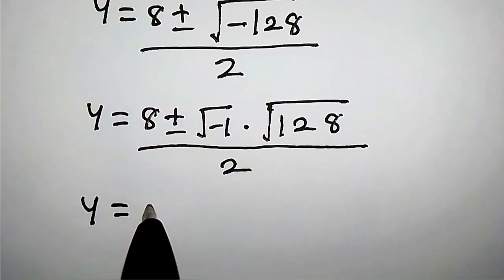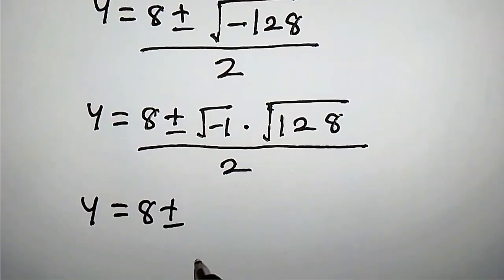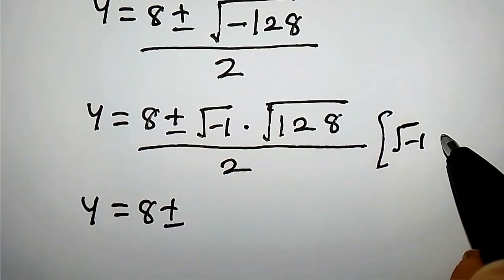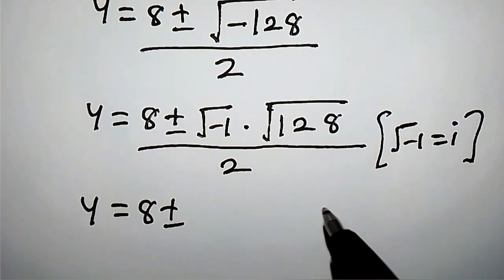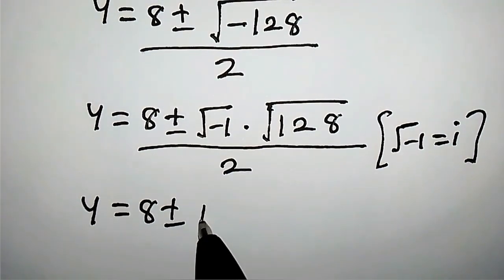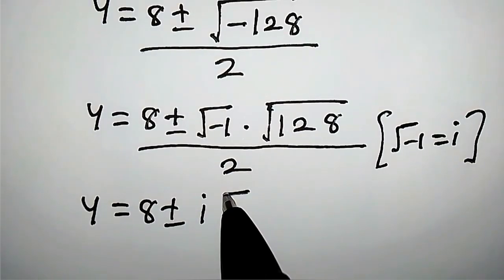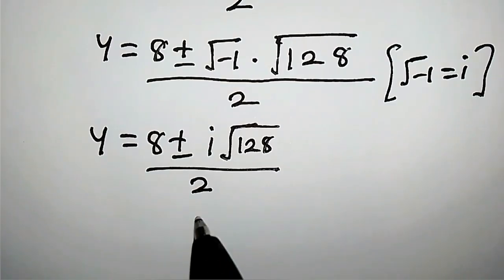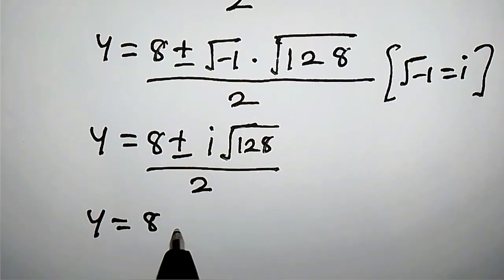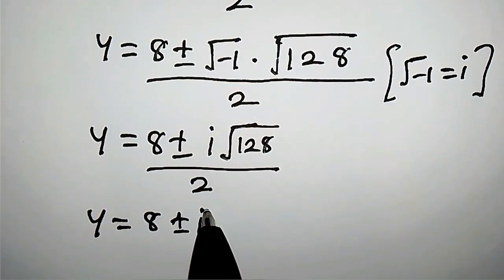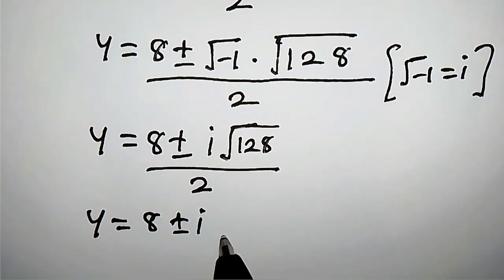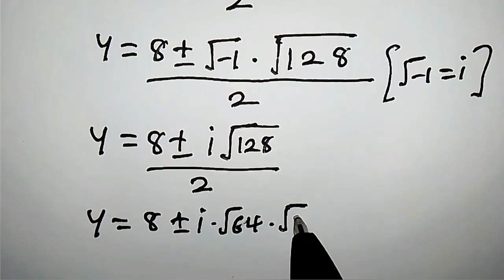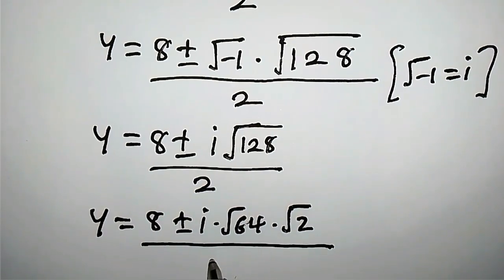y is equal to 8 plus or minus. Recall that from complex numbers, the square root of minus 1 is equal to i. So this becomes i times square root of 128 divided by 2. y is equal to 8 plus or minus i. Square root of 128 could be written as square root of 64 times square root of 2, divided by 2.